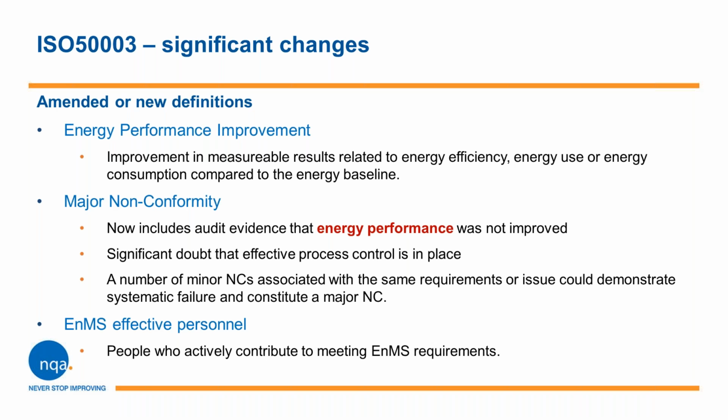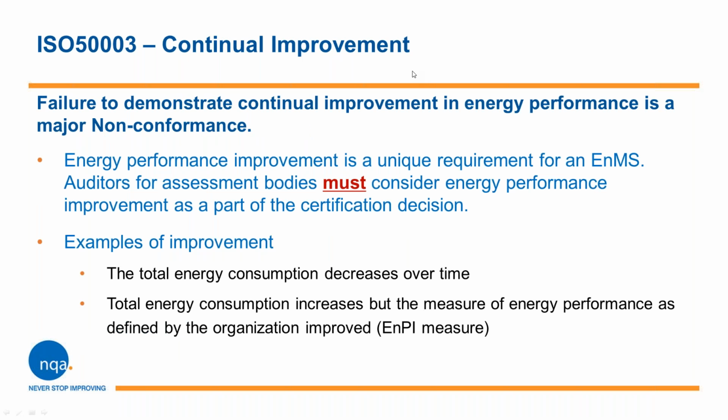So this was the issue, but now, of course, in the new standard, continual improvement has its own clause. So therefore, this is what the old standard said, 50003 said that energy performance improvement is a unique requirement for an ENMS. Auditors for assessment bodies must consider energy performance improvement as a part of the certification decision. And it gives some examples. Total energy consumption decreases over time, or total energy consumption increases, but the measure of energy performance defined by the organisation improves. So that's an EnPI measure.